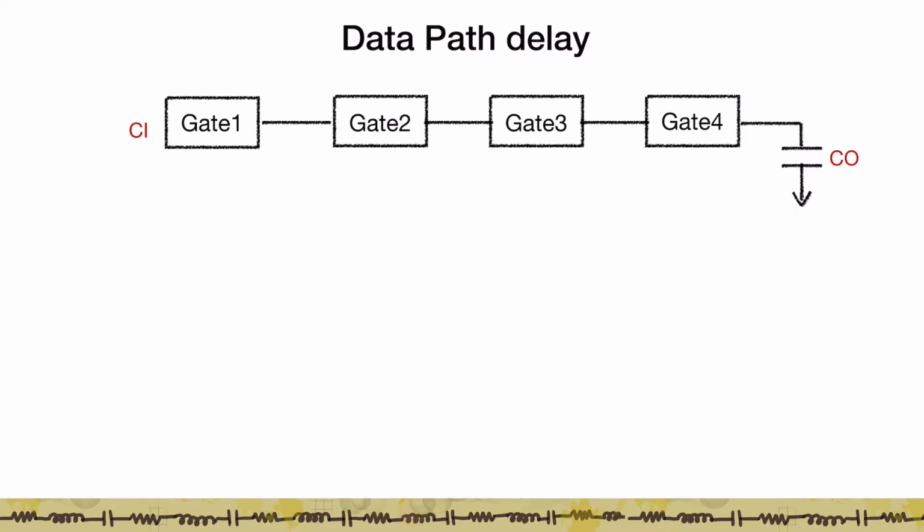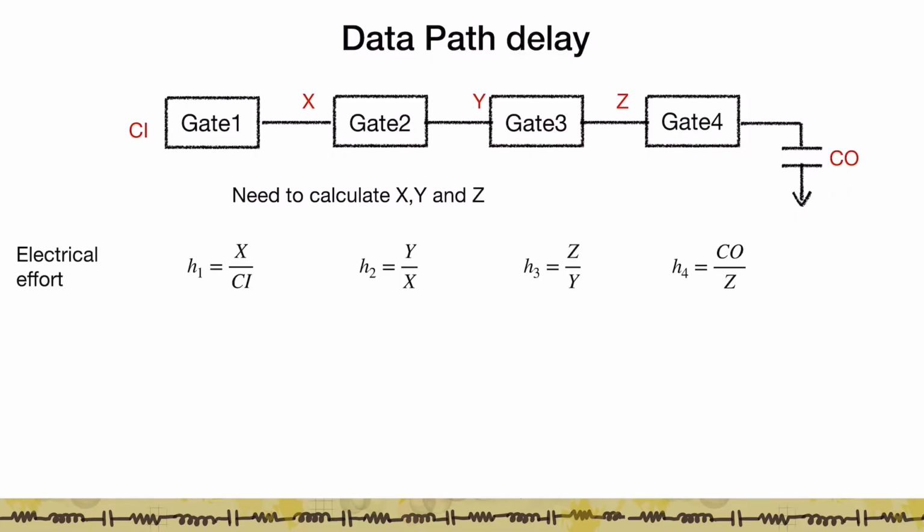So let's put those together. Basically, we want to find X, Y, and Z. So we're given CO, we're given CI. We need to determine the values of X, Y, and Z so that the delay through this path is as low as possible. So let's first talk about the electrical efforts of every gate.